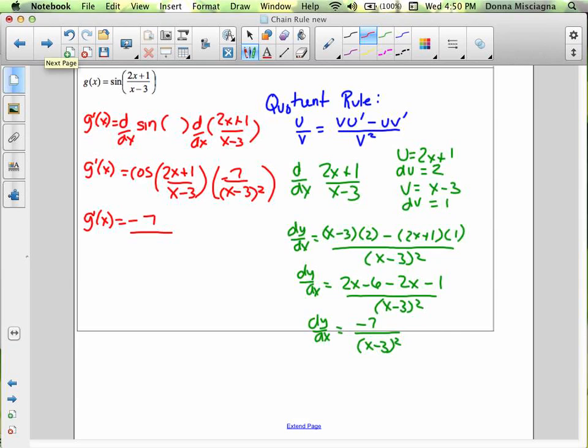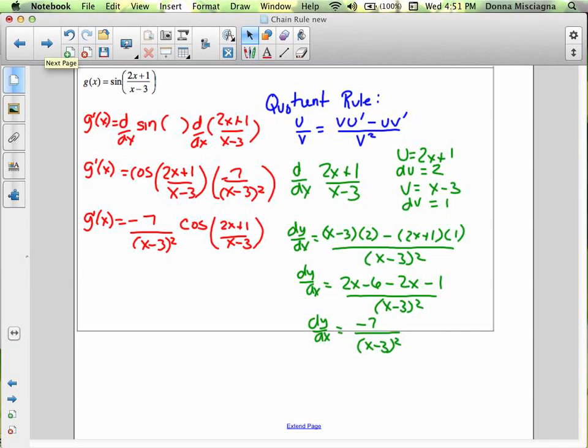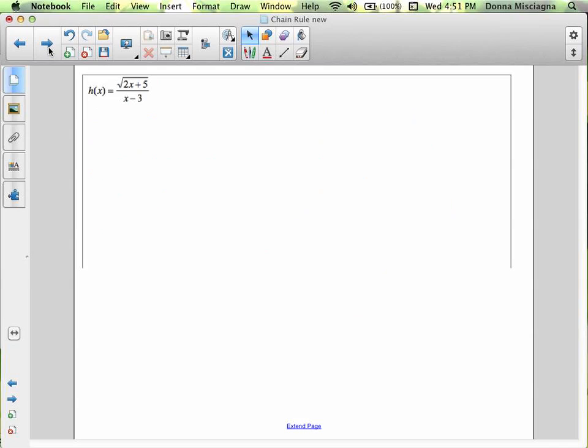Rather than putting cosine in the numerator up with 7, I think it might look nicer just to do negative 7 times (x minus 3) squared, and then times cosine of (2x plus 1) over (x minus 3). Right? That looks, I think, a little nicer than it looked on the line above. And that's it. That's the derivative. All right? So if your inside has a complicated derivative, do that separately.